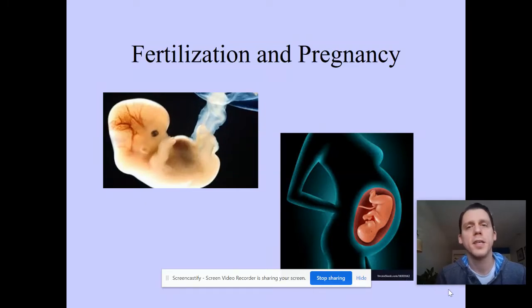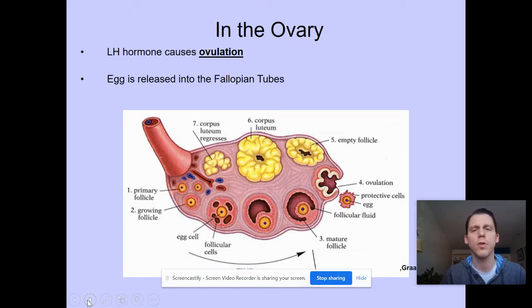Hello, everybody. Today we are going to talk about fertilization and pregnancy. So we've learned previously about the reproductive anatomy, and we've learned about some of the hormones and the roles they play. And today we are going to learn about what happens when fertilization does happen, and then what happens after that as a result. So first of all, we need to start in the ovary.